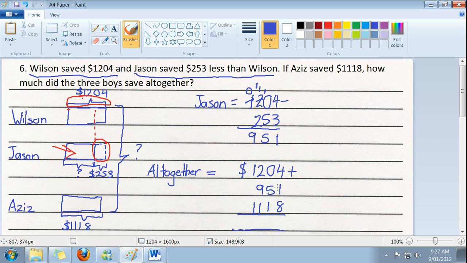4 plus 1 is 5. 5 plus 8 is 13. Okay? 1 plus 5 is 6. Plus 1 is 7. 2 plus 9 is 11. Plus 1 is 12. 1 plus 1 is 2. Plus 1 is 3. So our answer we can write here. Therefore, the three boys saved $3,273 altogether.